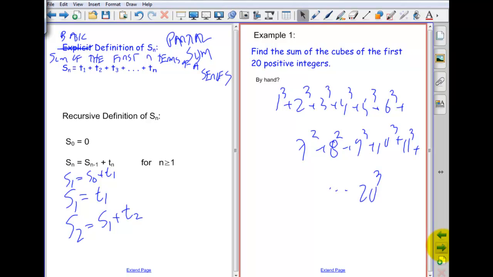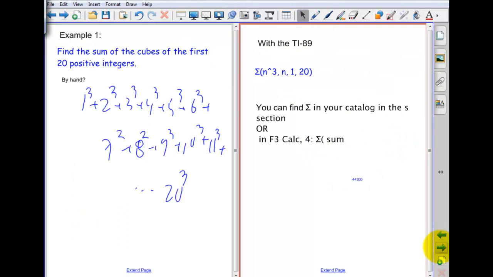So let's try it with the TI-89. We need some sigma. Real easy command. Get used to this symbol. This is the Greek letter sigma. There's an actual fraternity called Kappa Sigma in Madison, right?